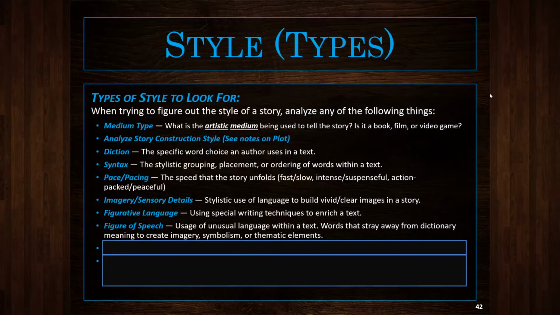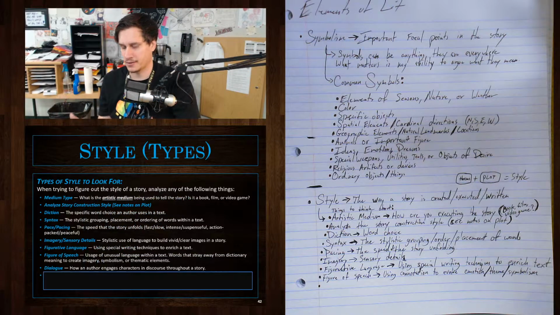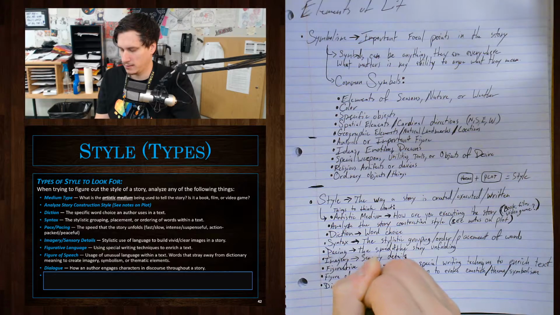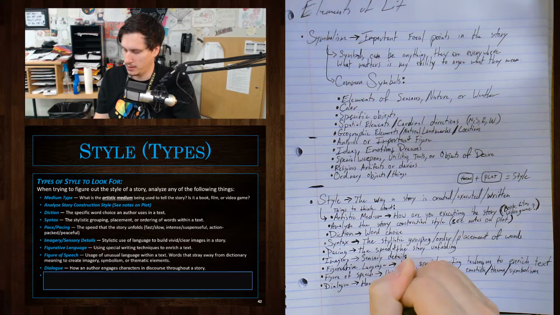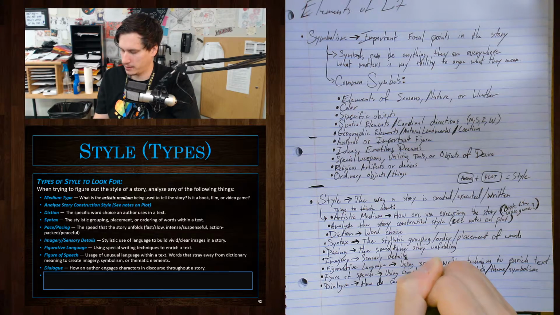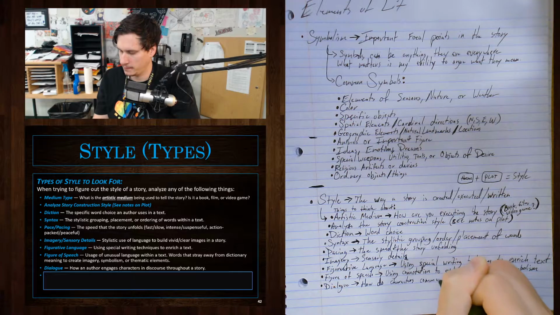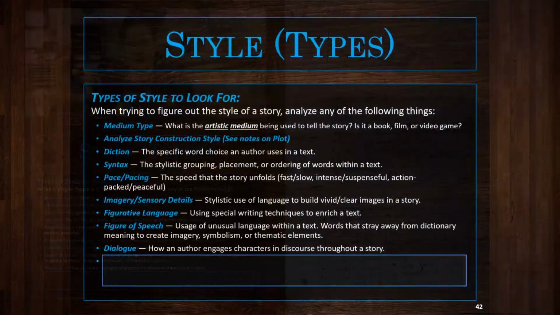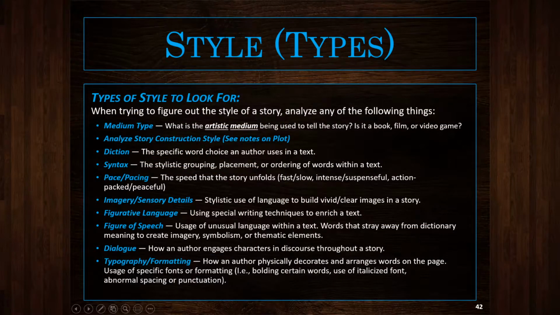Okay? Now, moving on to my last two, I have dialogue, which everyone should know. Dialogue is basically when two characters are talking. So how do you use dialogue? How do characters communicate? And then the last one is one of my favorite words, and I sometimes pronounce it incorrectly.